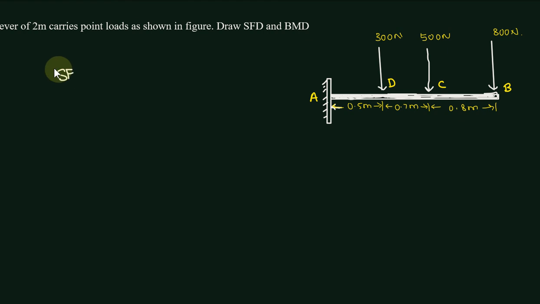Shear force at B, or I can say simply FB. Can you tell me what is the load here? This is 800 Newton as per the sign convention. So here my section is, this is positive 800, positive 800 Newton according to sign convention. And shear force at C.